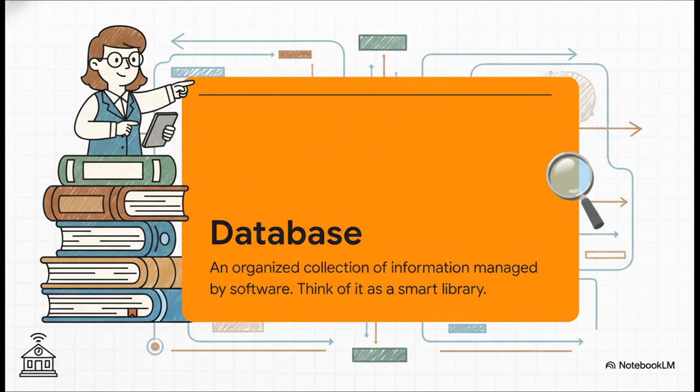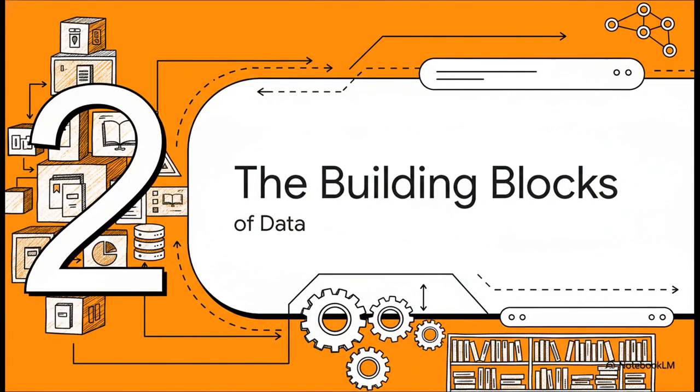I love this analogy. Think of it like a smart library. Your data, that's all the books. And the database, that's the super efficient librarian who knows exactly where everything is and can find anything for you in a heartbeat. Okay, so how does this smart librarian do it? How do they keep everything so organized? Well, it all comes down to a few simple but powerful building blocks. This is how we bring order to the chaos.